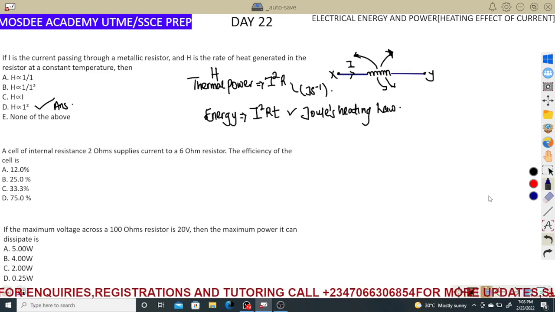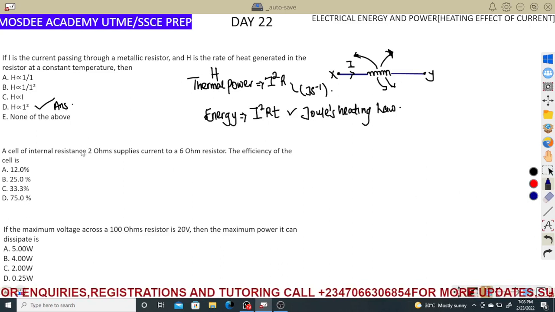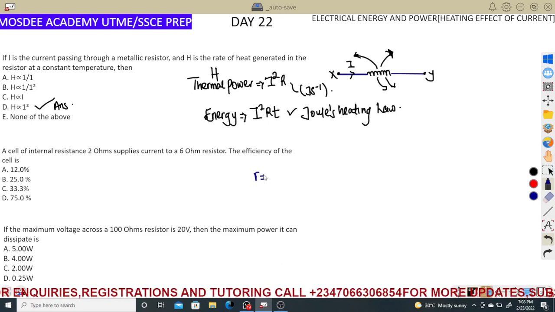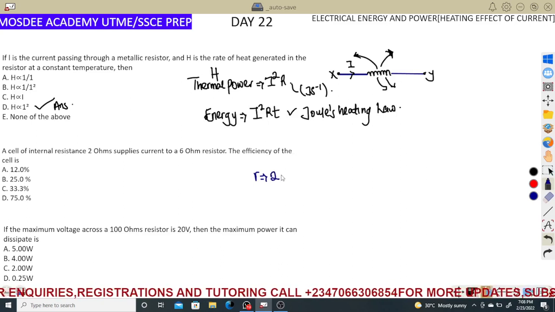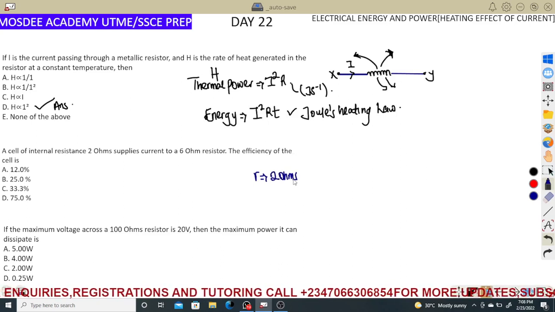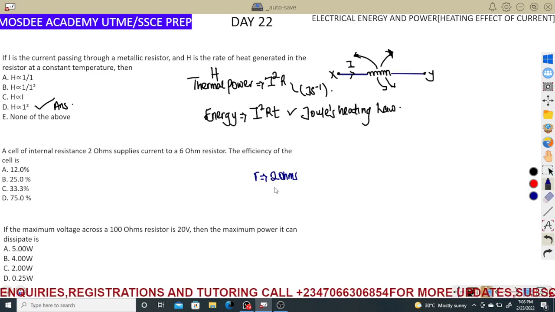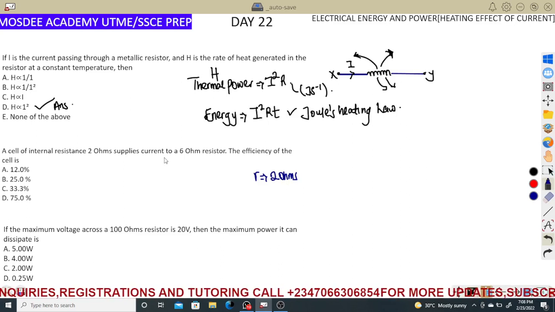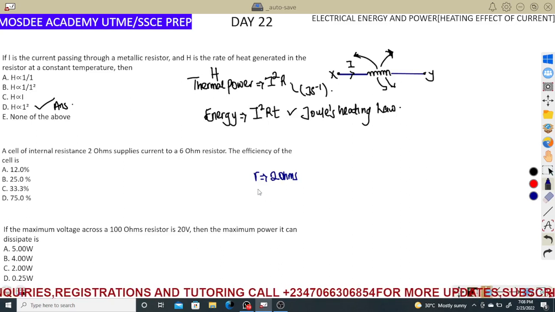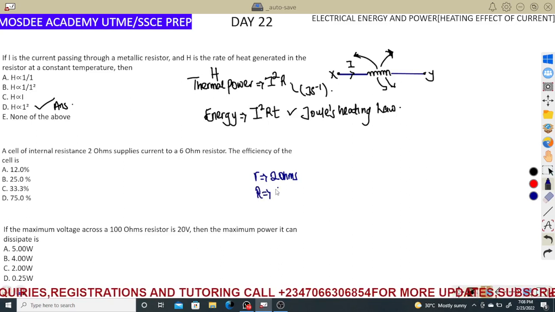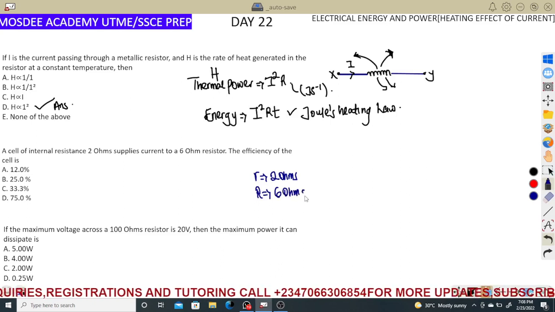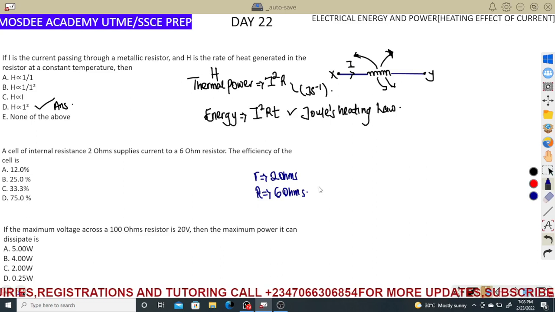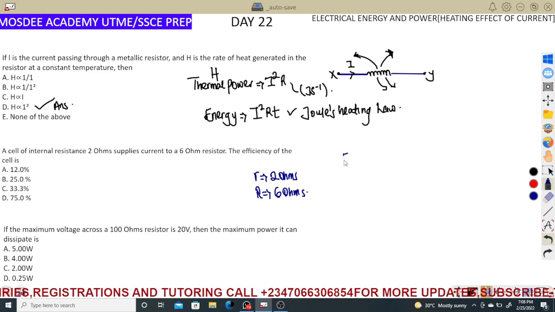We need to up our pace. The second question says we have a cell of internal resistance 2 ohms. We've done the electricity chapter, r is 2 ohms. I'll just write ohms, which is the short form, the small letter omega, keep it in mind, and supply a current to a 6 ohm resistor. That is capital R at a 6 ohms resistor. The efficiency of the cell. Under the chapter of electrical cell before electricity, we talked about efficiency of cell.